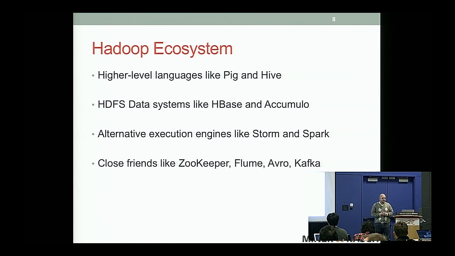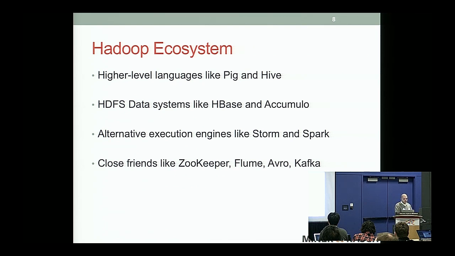The grander ecosystem includes higher level languages like Pig and Hive, and there's a whole slew of more niche ones. There are data systems on HDFS that provide more real-time access to data, called HBase and Accumulo. There are alternative execution engines like Storm and Spark. Storm is a stream processing system, and Spark is a batch processing system. It also does streaming, but it uses memory a lot smarter.